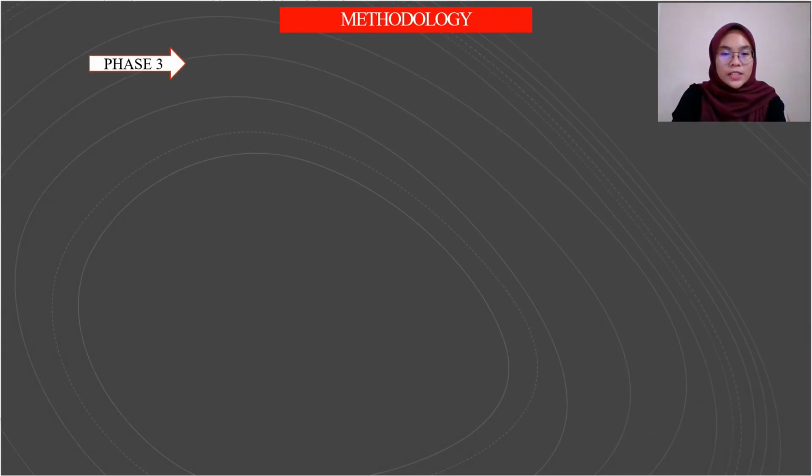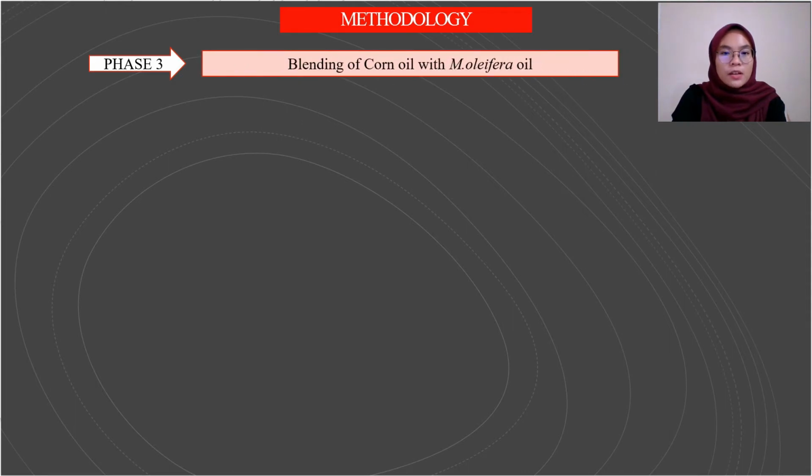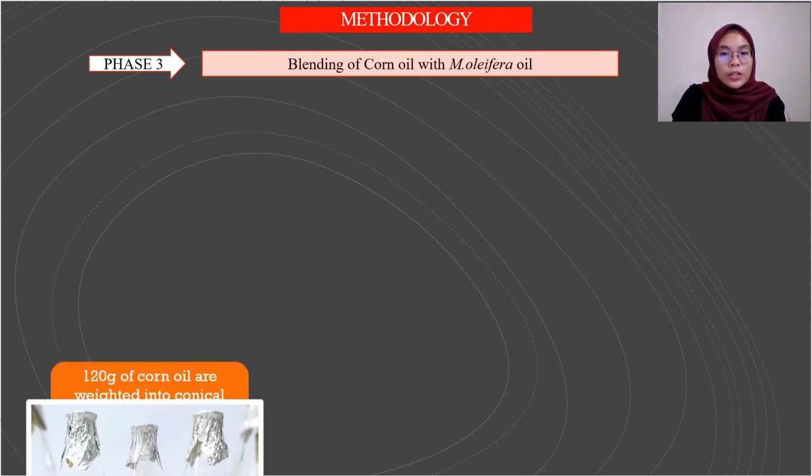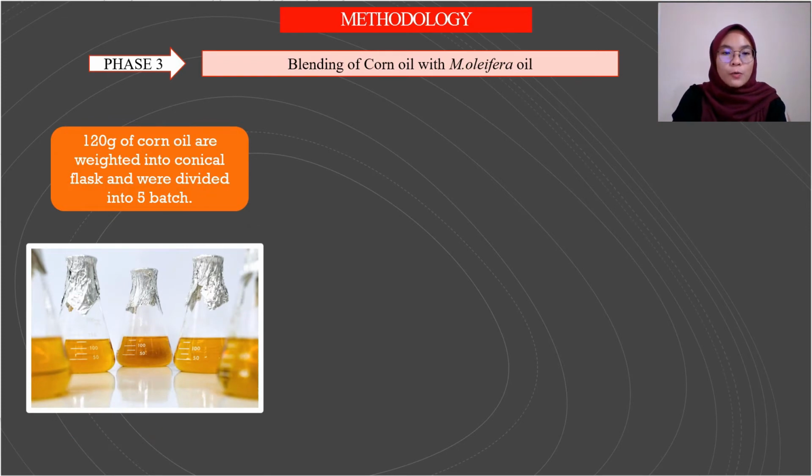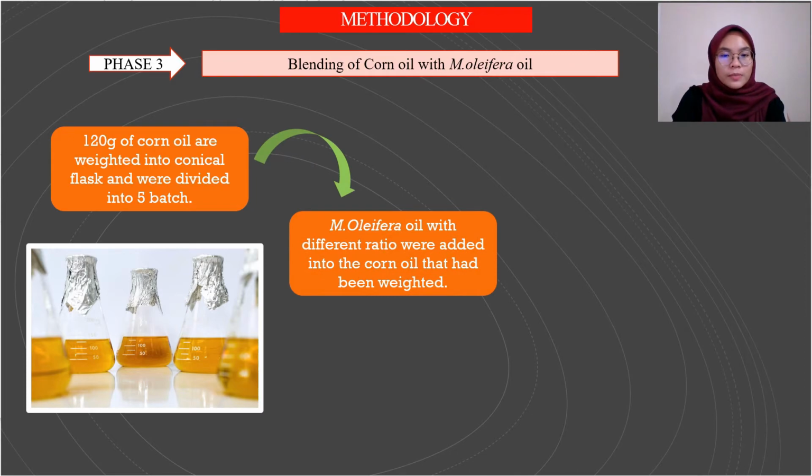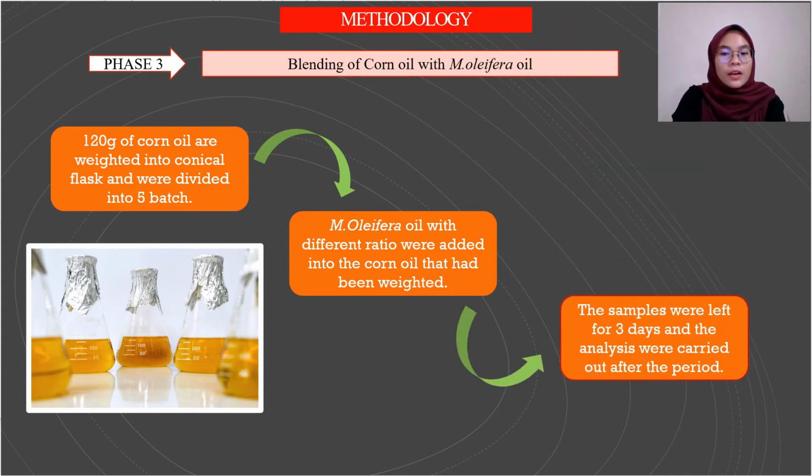Okay, after getting the Moringa Oleifera oil, we go to the third phase, which is blending of corn oil with Moringa Oleifera oil. First, 120 grams of corn oil are weighed into conical flasks and divided into 5 batches. Then, Moringa Oleifera oil with different ratios was added into the corn oil that had been weighed. After that, the samples were left for 3 days and the analysis was carried out after the period.